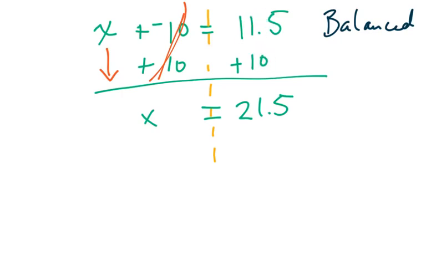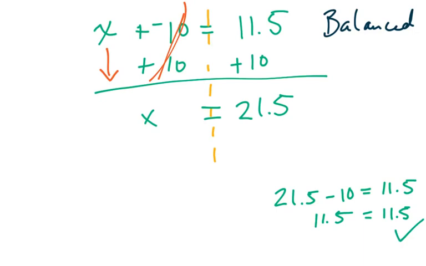That's fine. So now I just want to check it real quick. I think the x is 21.5. So I'm going to do, down here, 21.5 minus 10 equals 11.5. And 21.5 minus 10, use my calculator, it comes out to 11.5. Is it true that 11.5 equals 11.5? Yes, it is, so it checks.